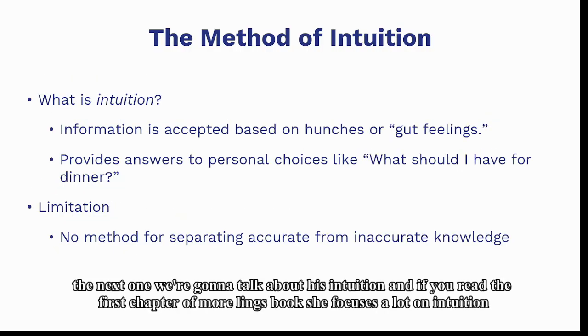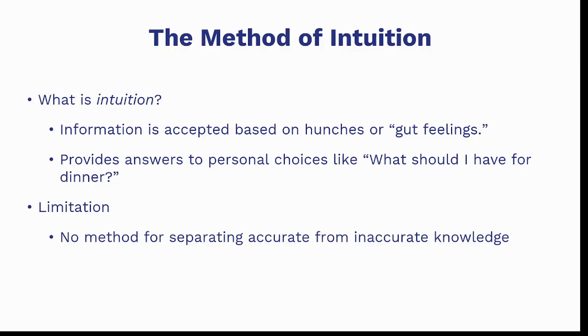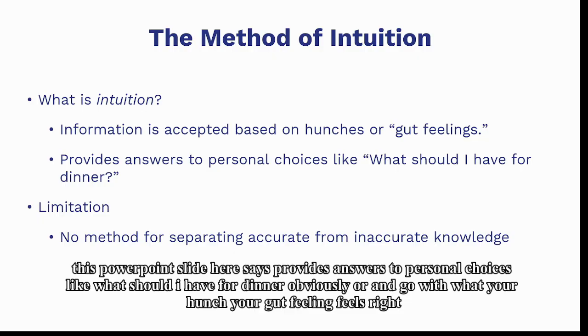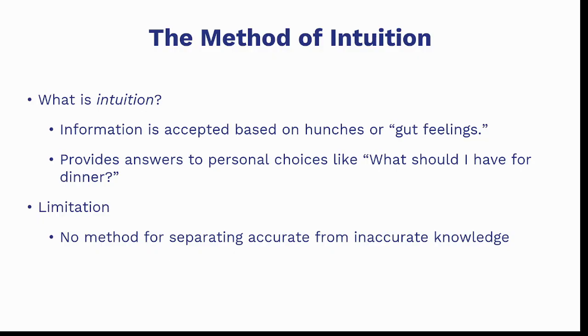The next one we're going to talk about is intuition. And if you read the first chapter of Morling's book, she focuses a lot on intuition, because intuition is something that we as human beings tend to rely on a lot. So intuition is your hunch or your gut feeling. So this PowerPoint slide here says it provides answers to personal choices like what should I have for dinner. Obviously, you're going to go with what your hunch or your gut feeling feels, right? But there's no scientific proof or evidence or anything that's backing up intuition.